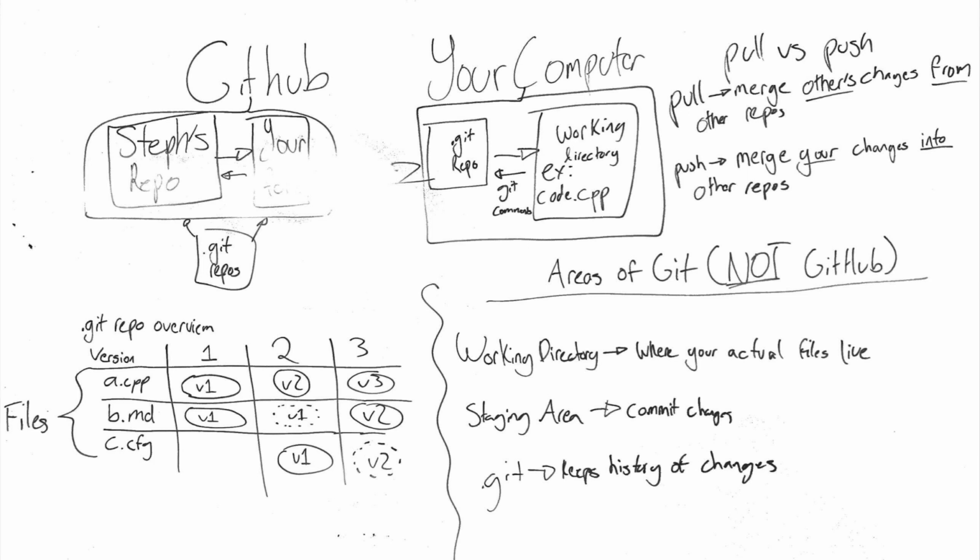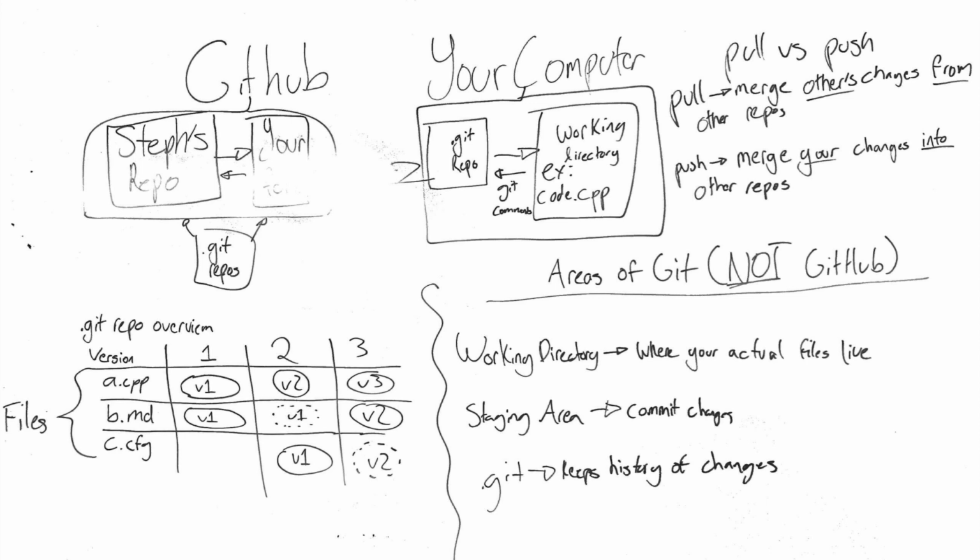The other thing, this is just kind of how your Git repo works. Say you have a file a.cpp, b.md, c.cfg. Every time you make a commit, what you're doing is grabbing each file and basically saving it to your Git repo. So say we make a.cpp, b.md, and we commit that, we just save the versions of those files to our Git repo. Say then after that, we change a.cpp and we create a new file, c.cfg.